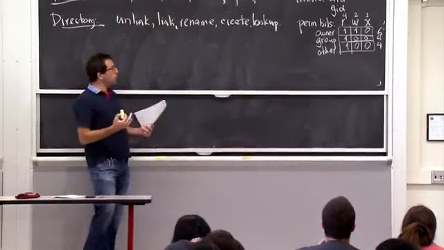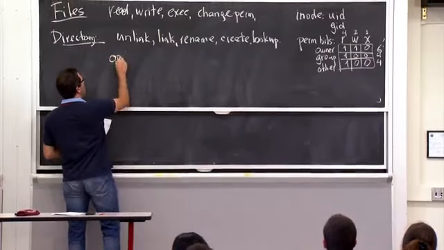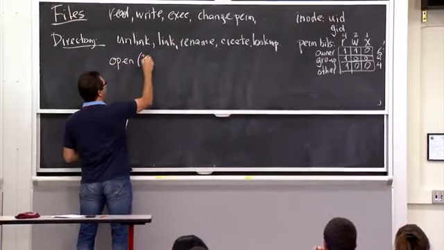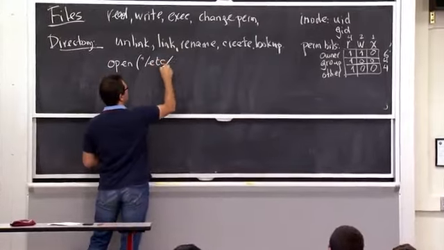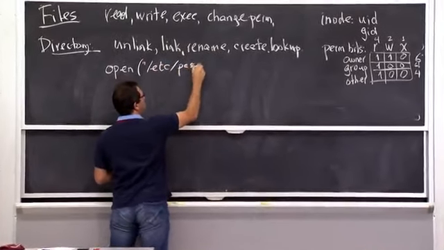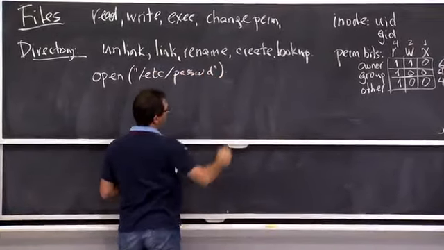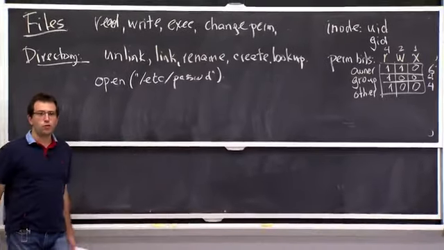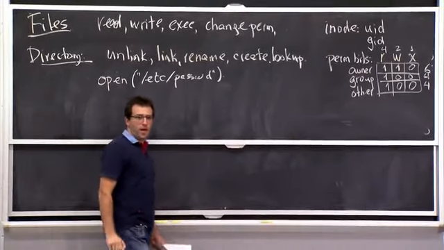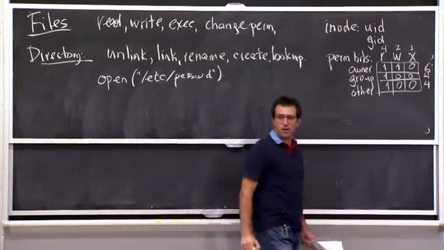So I guess let's just work through an example. What happens on Unix if I call open /etc/password? What checks is the kernel going to perform on my behalf when I issue the system call?